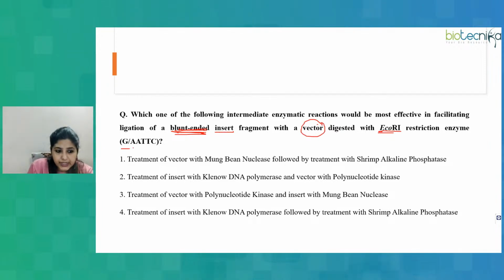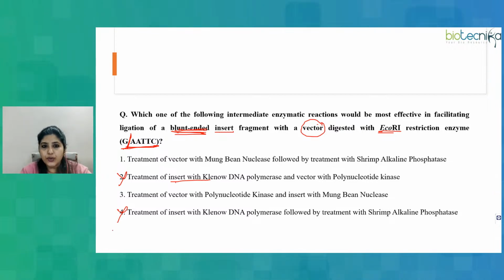Even the recognition site for this enzyme is given, GAATTC, and the slash means the enzyme cuts over here. Blunt-ended fragments are generated when the enzyme cuts in the middle of the recognition site and at the same position on both strands, which is not the case here. Even in option 2, it is given insert with Klenow DNA polymerase. So if you pay attention to this detail, you can easily omit two options out of four: options 2 and 4 cannot be the answer.